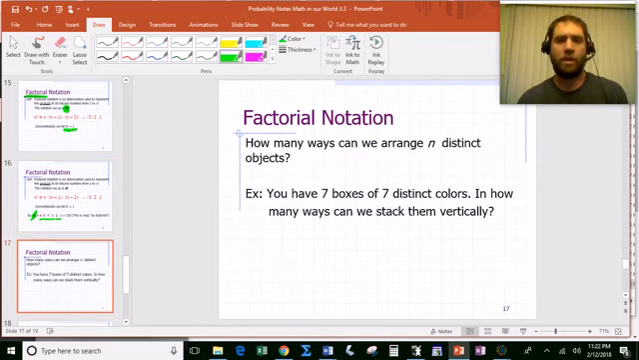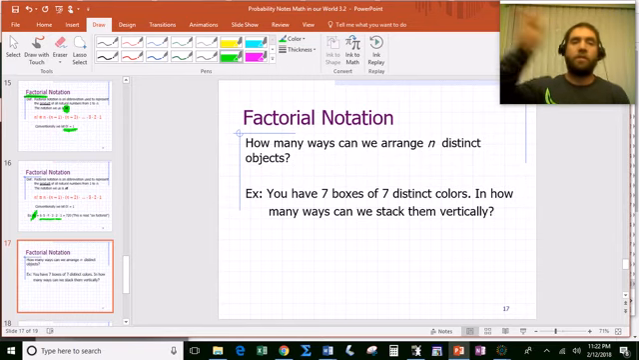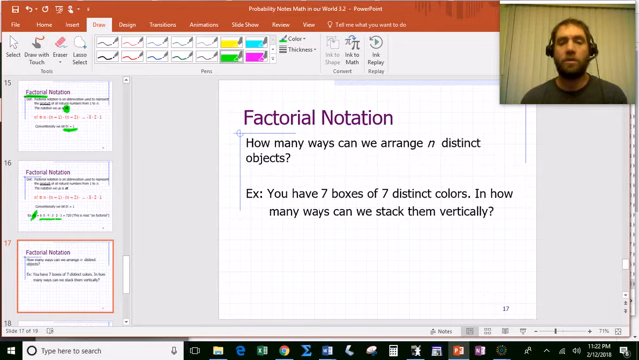So for example, in how many ways could we arrange 7 objects? Let's say you have 7 boxes, 7 distinct colors. How many ways could you stack them vertically? How many different orders of colors can you create in a vertical stack? Well, just like in the last problem we did with the license plates with no repeats, we have 7 options for that first box you place, and then once that box is chosen, there's 6 options for the second box, and then 5 options left for the third box, 4 options for the next, and so on and so on.